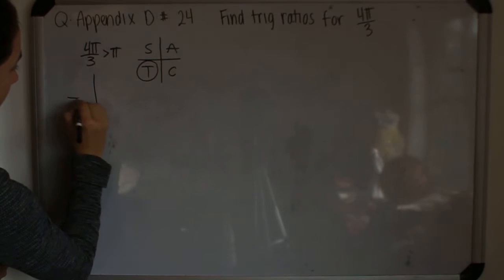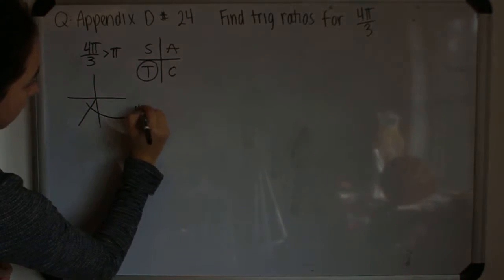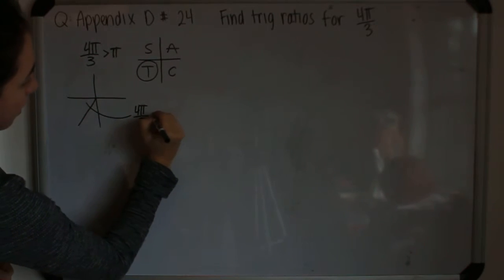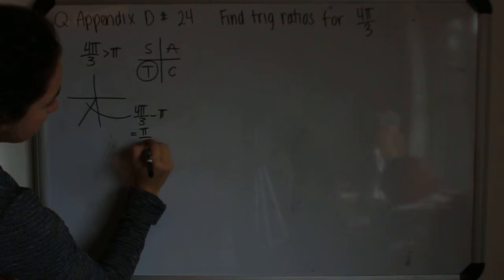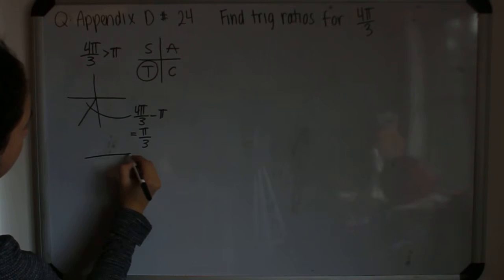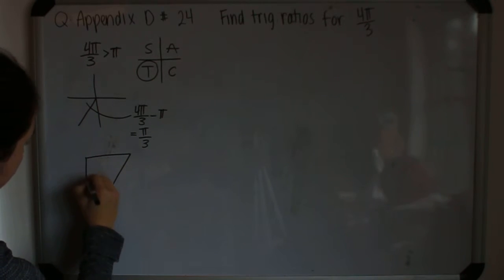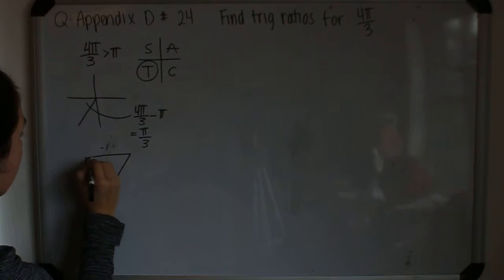So we'll start off by drawing a quick diagram here. This angle is what we're looking for. So 4 pi over 3 minus pi equals pi over 3. So now we can use that to draw the special triangle, and we'll draw it this way to correspond with the diagram above. So that makes this -1.